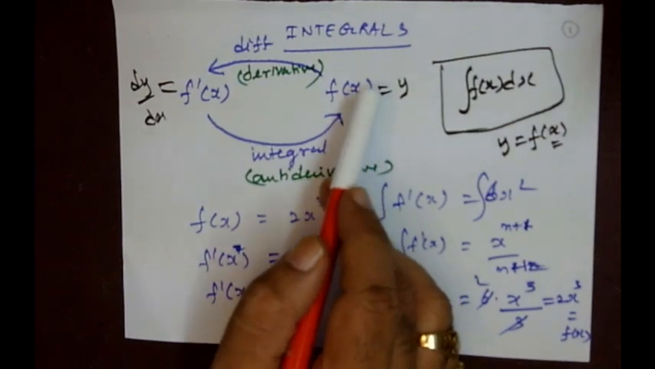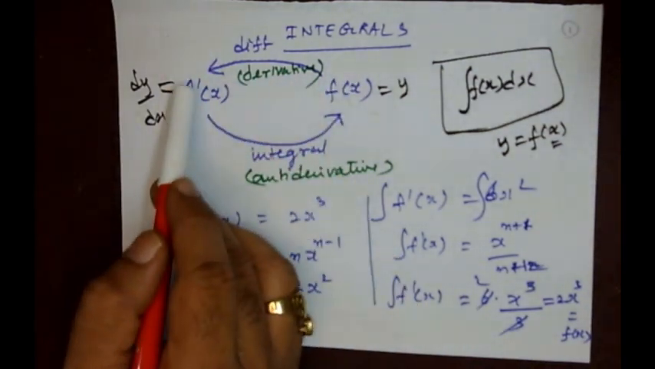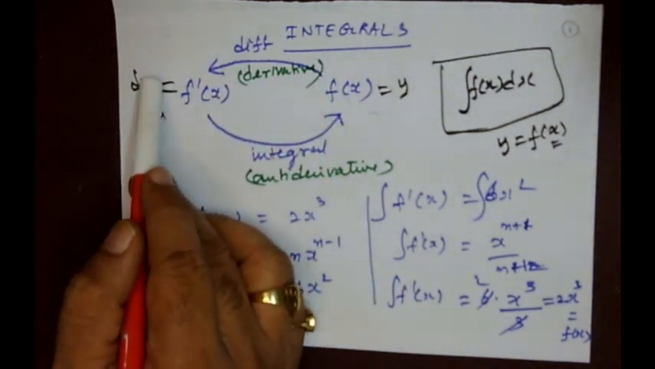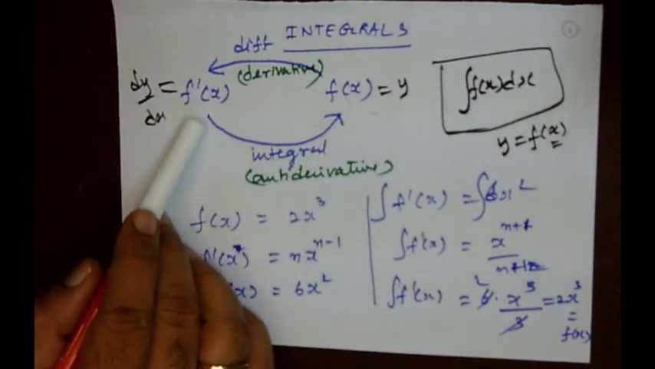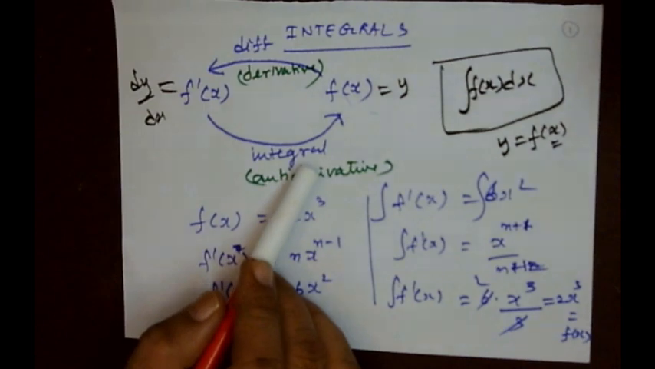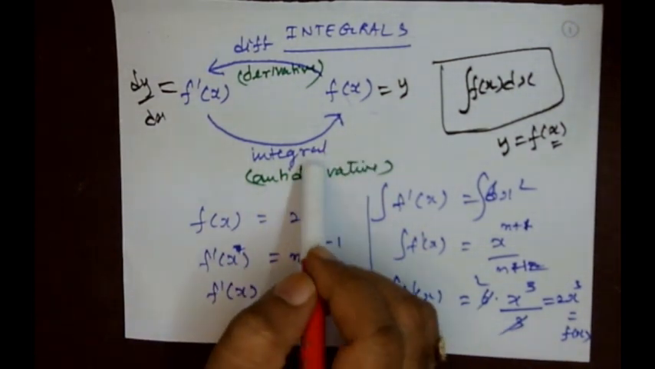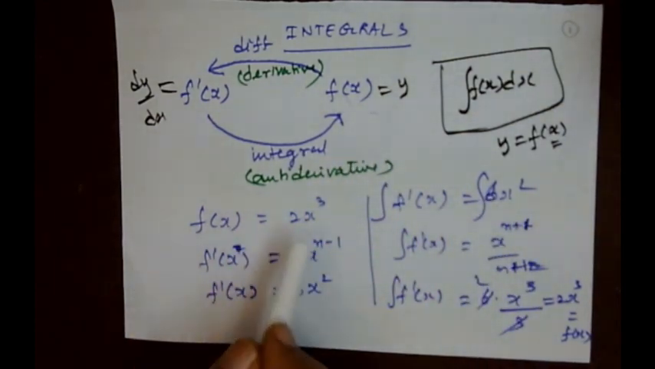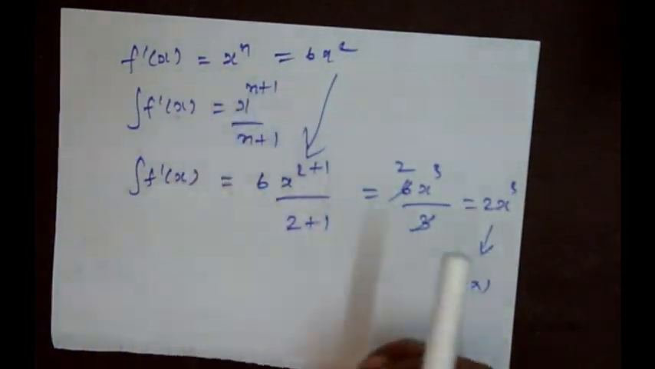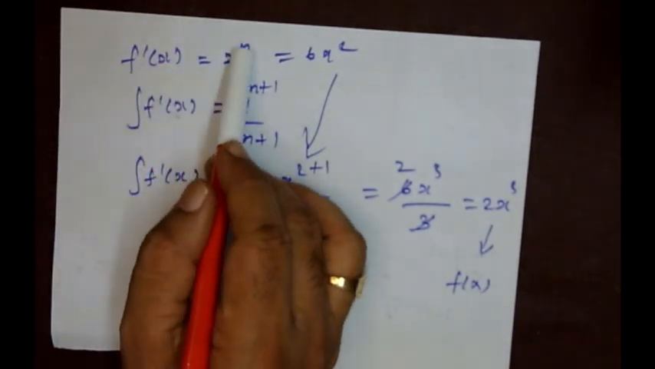And when it is differentiated, it becomes f dash x, which is also represented as dy by dx. Now, when you reverse it by using the integral technique, you can get back the original function, and that is why it's called antiderivative. For example, let us consider f of x is equal to x power n, and when it is integrated, that is f dash x is equal to x power n.